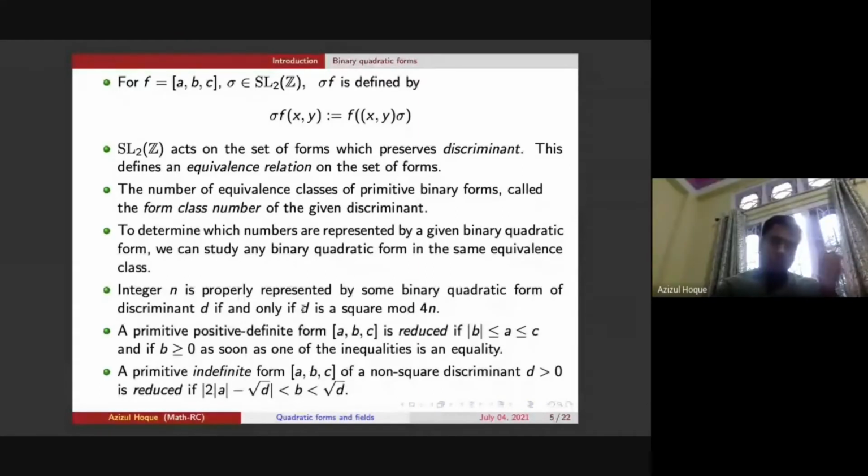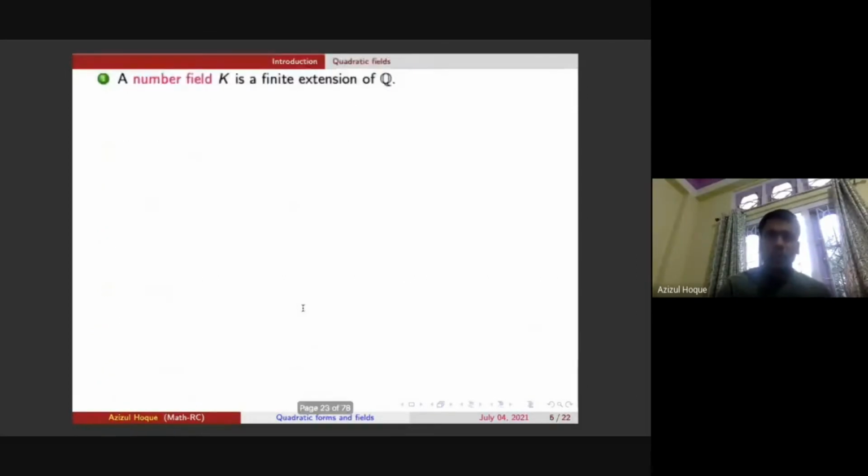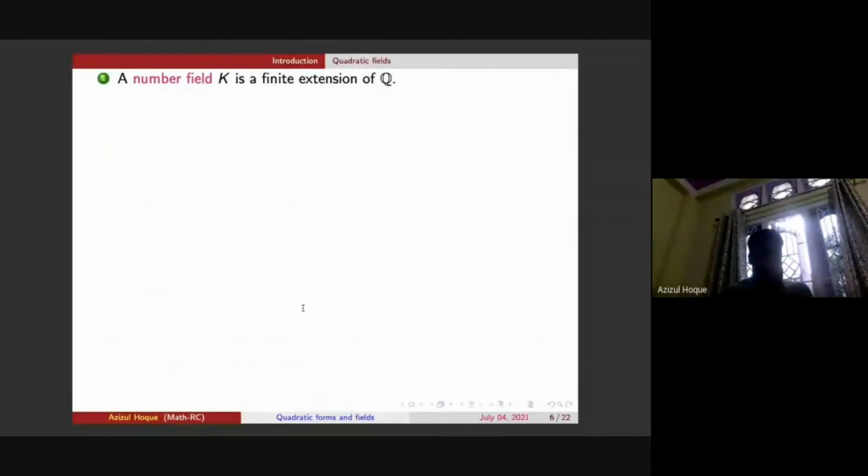Okay. So this is the part about binary quadratic forms. Okay, so let us move towards the other part: quadratic fields, number fields. So a number field is a finite extension of Q.